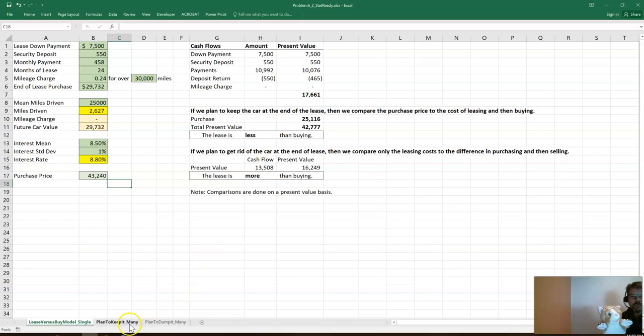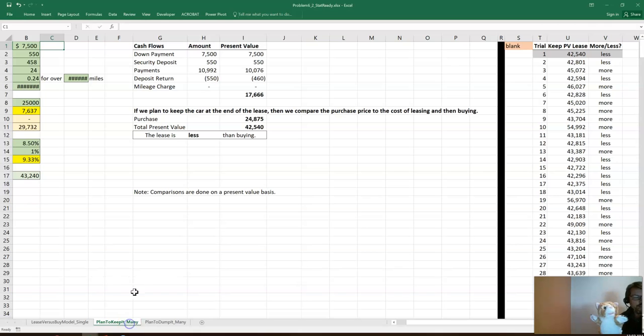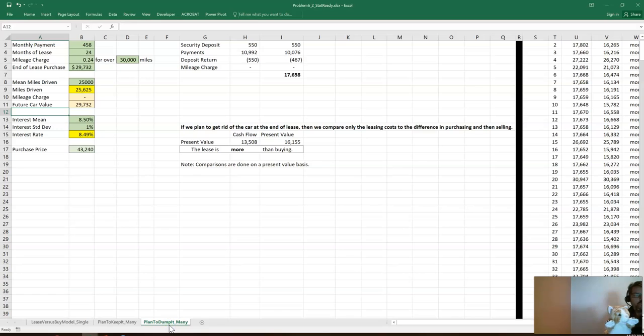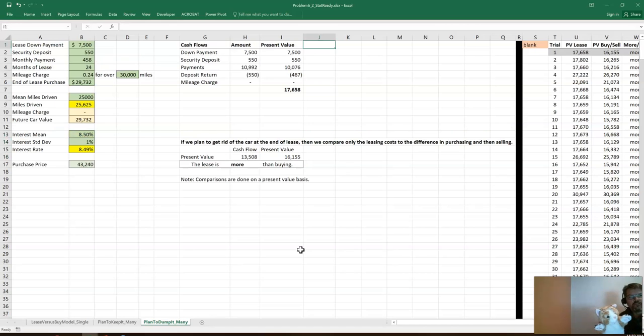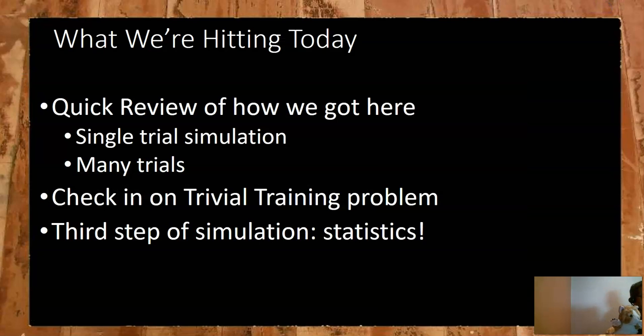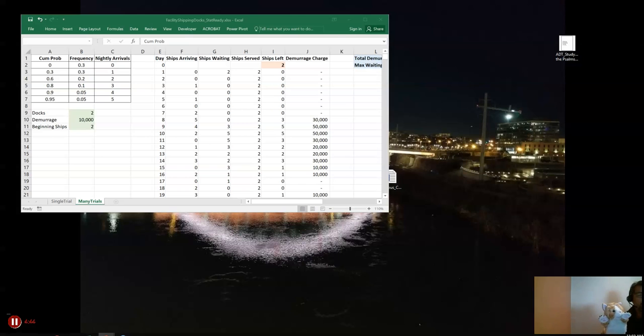And for the multi-trial model, I changed it. You changed it? Yeah, I changed it so that there's one for planning to keep it. So I changed the single trial, and over here, you'll find 500 trials of possible outcomes. And if I'm going to get rid of it, same thing. Change the single trial model, and over here are the results.